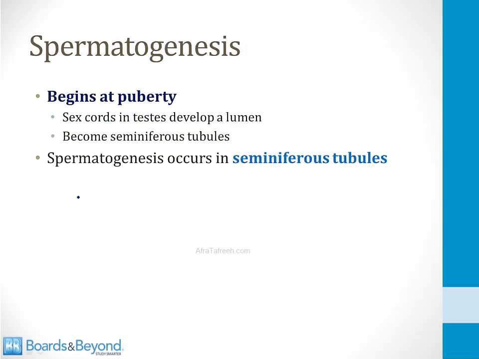Now, even though male children are born with germ cells, the process of spermatogenesis, by which spermatozoa are generated, does not begin until puberty. Male children are born with structures in their testes called sex cords, but initially they do not have a lumen. At puberty, they develop a lumen and they become the seminiferous tubules, and this is the site at which spermatogenesis occurs.